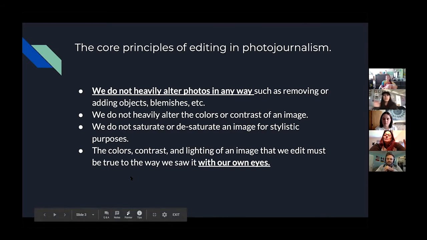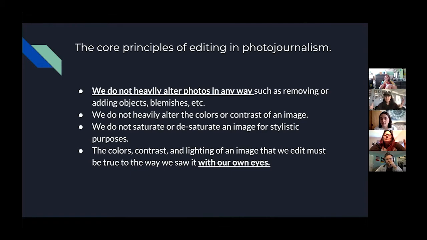Yeah, like you said, you never, ever touch your contrast. You never touch your saturation. If you're trying to do a black and white and you want to make the blacks a little bit blacker, oh well, you can't touch it. That's the one thing with photojournalism. To me, it makes you a better photographer.